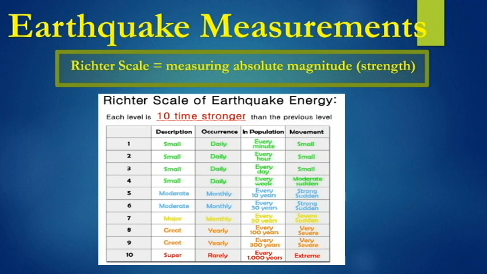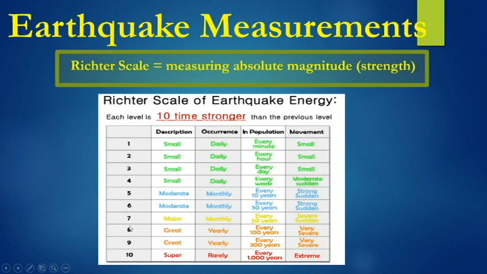All right, so measuring earthquakes. There's the Richter scale, and it's really measuring what's called the absolute magnitude. It's measuring the pure strength of an earthquake. And something to keep in mind, for every Richter scale level that you go up, it's going up by 10 times stronger. So if a magnitude 7 occurs versus an 8, versus a 6 and a 7 occurring, that's a huge difference. A 7 to an 8 is jumping by 10.